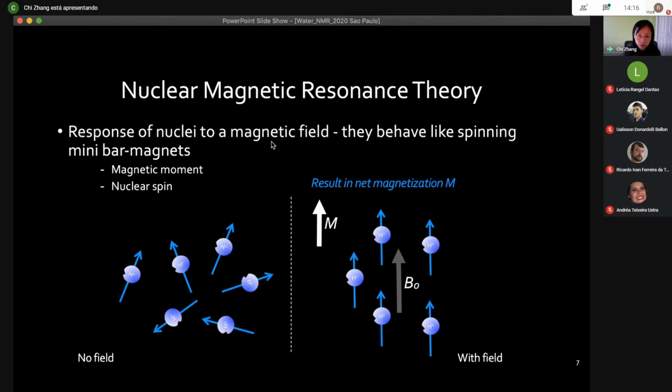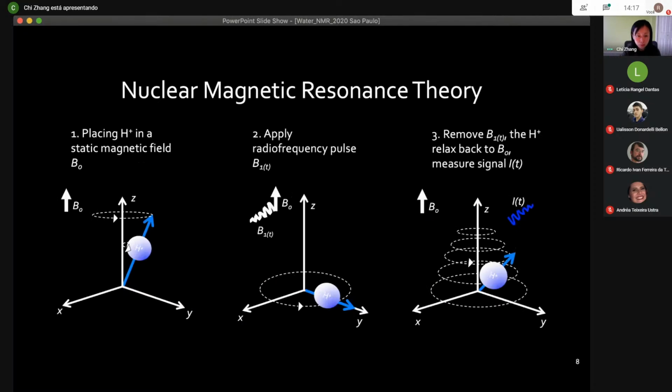The NMR theory is based on the response of the nuclei to the magnetic field. If you can imagine this, each of these individual hydrogen protons behaves like a spinning mini bar magnet. If we don't have a background magnetic field, all of these magnetic moments of the nuclear spin are random. But if we put them into a background magnetic field, they result in a net magnetization, and we call this M here.